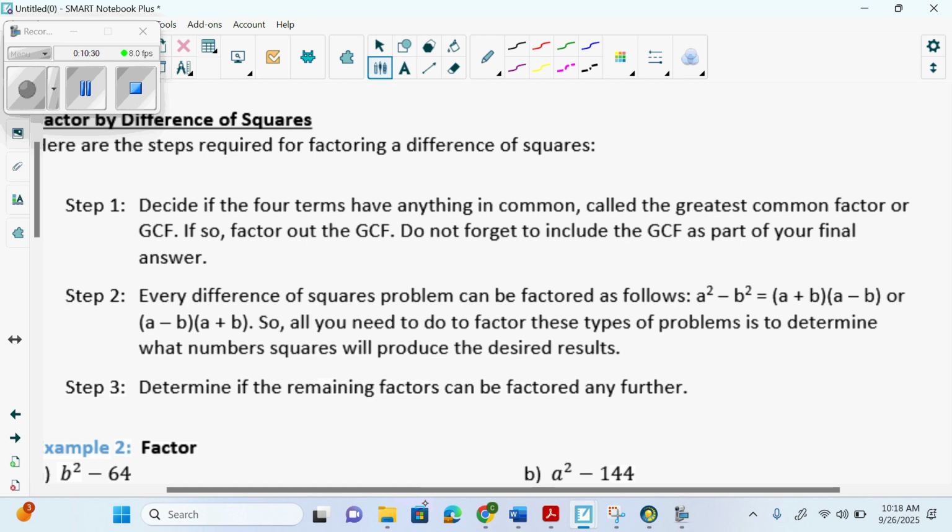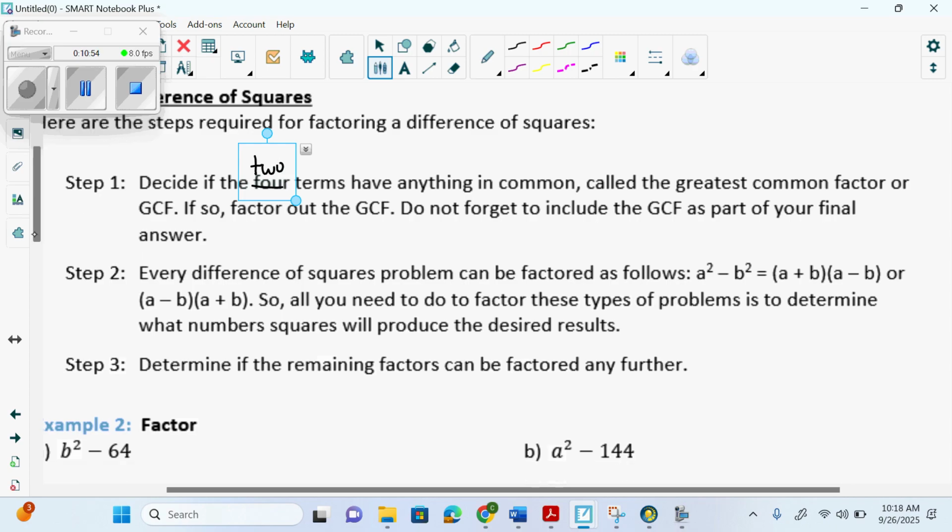So 1, decide if the terms have anything in common, greatest common factor. That's what you have to check first. Every difference of squares has 2 terms. Every difference of squares problem can be factored as follows: a squared minus b squared, and then you get a plus b, a minus b, or a minus b, a plus b. It doesn't really matter which order. And then factor them further if you can.